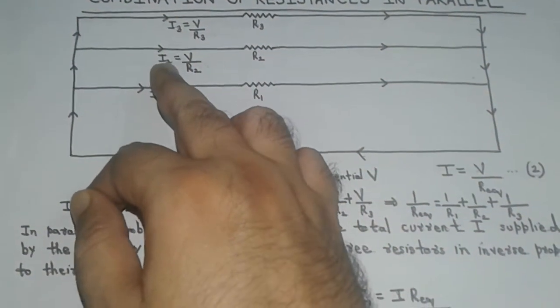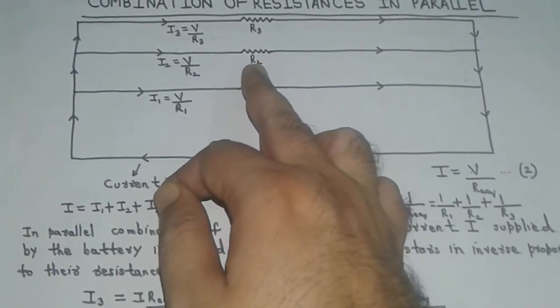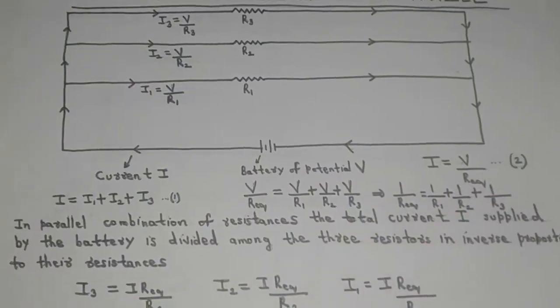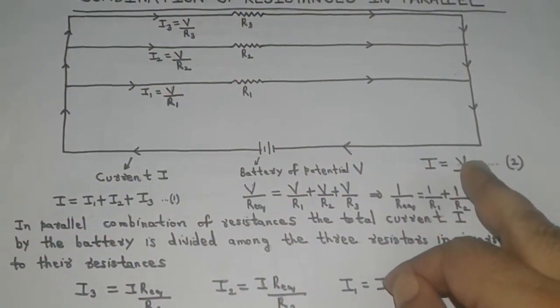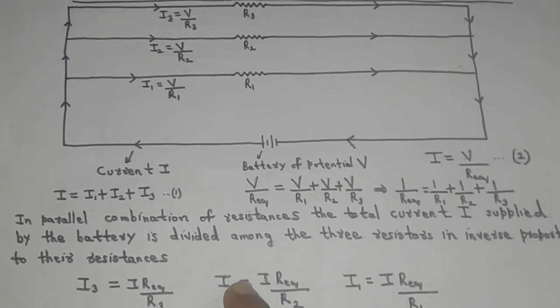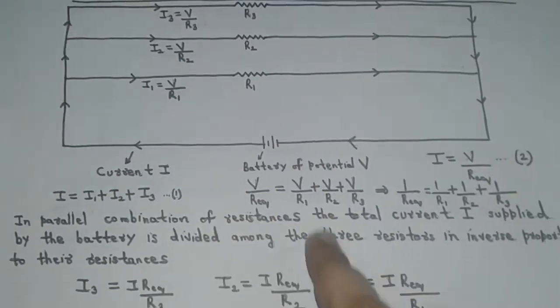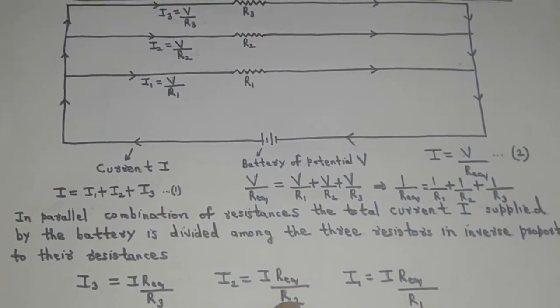Similarly, to determine the magnitude of current I2 flowing through the resistor with resistance R2, we can substitute V is equal to I R equivalent from equation 2. So we get I2 is equal to, in place of V we can write I R equivalent, so I R equivalent upon R2.